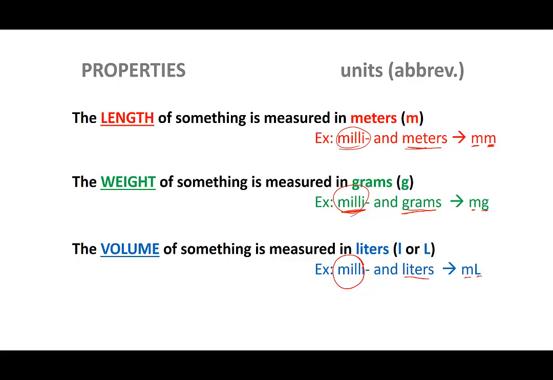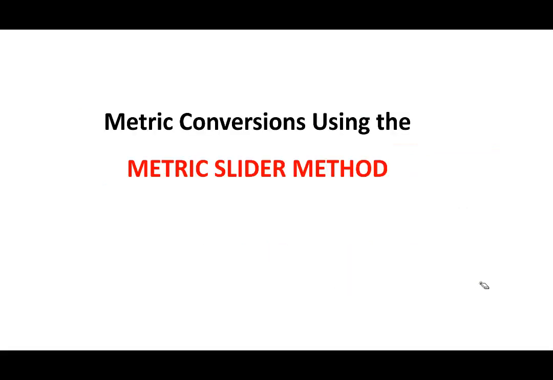It's important to notice that you can never have the prefix by itself, but you can have the unit by itself. So you can never have just, say, milli, because then everyone would say, milli what? But you can have meter by itself, right? Or you can have gram by itself. All right, so let's take a look at how to convert between these units now that we know a little bit about the metric system.